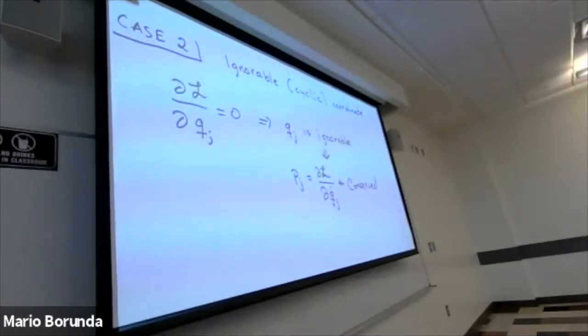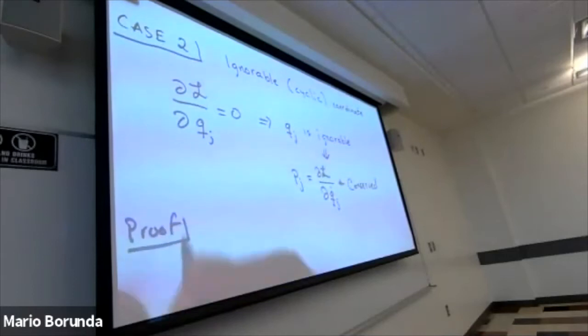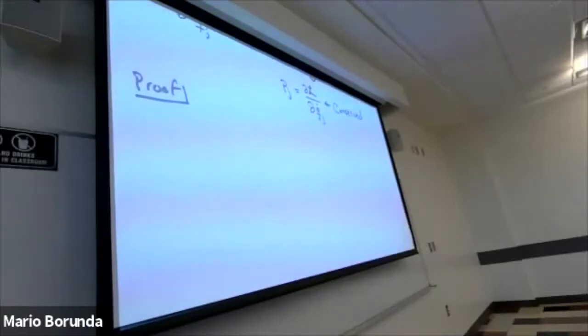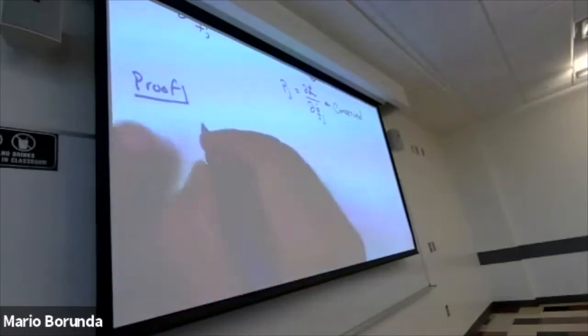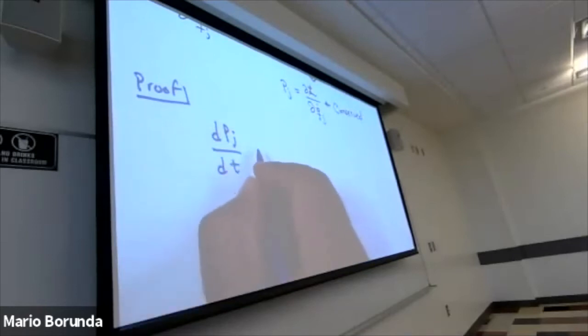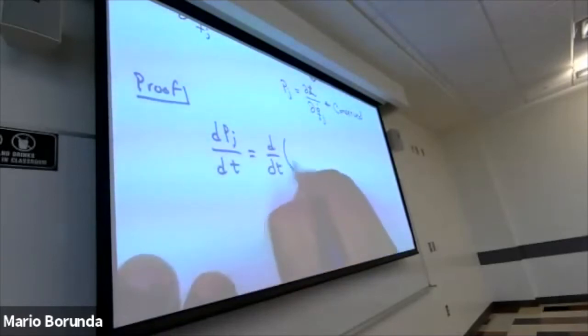And again, for this one, you can use a proof. This one is pretty easy. And the idea is that you would take the derivative of that momentum with respect to time, and it has to be 0, right? But if you write this one out, you know that this is the time derivative of the Lagrangian.